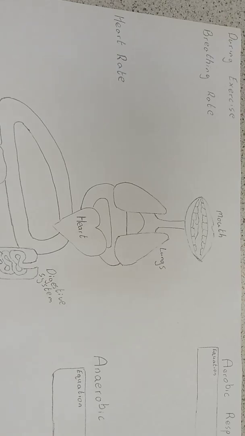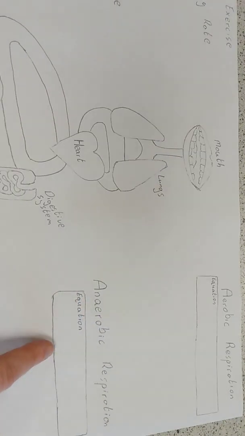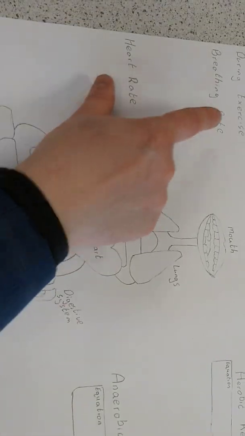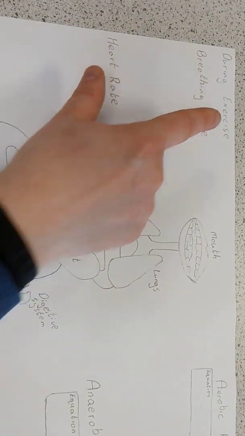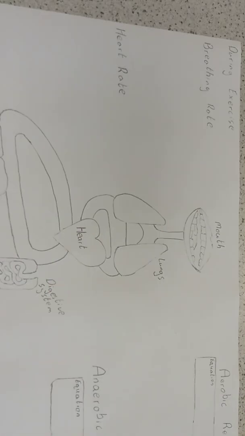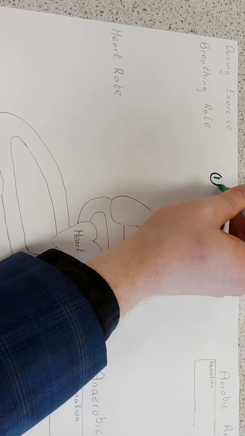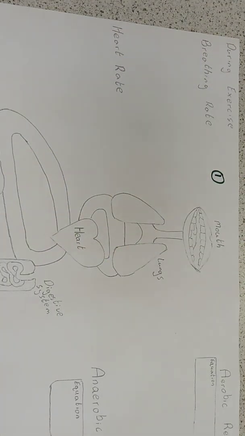Right, you're going to be doing an assessment on the stuff that we've done on respiration. So aerobic respiration, anaerobic respiration, and what happens during exercise. Right, so you're going to start off. There's a diagram here that I would suggest is the first bit that you look at doing.